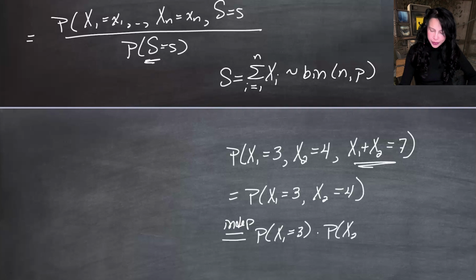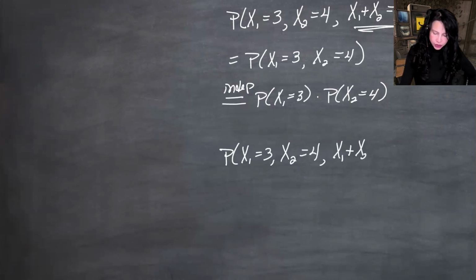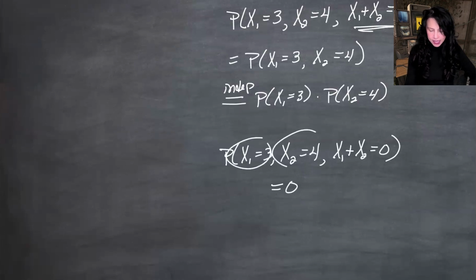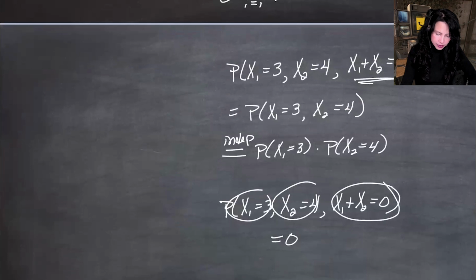And I don't know what distribution this is, so I can't really do much more. But what if you were looking at the probability that X1 equals 3, X2 equals 4, and X1 plus X2 equals 0? That can't happen. This probability is just going to be 0. You can't have this, this, and this happen at the same time. So going back up to what I actually care about here, move this, I'm going to need this space.